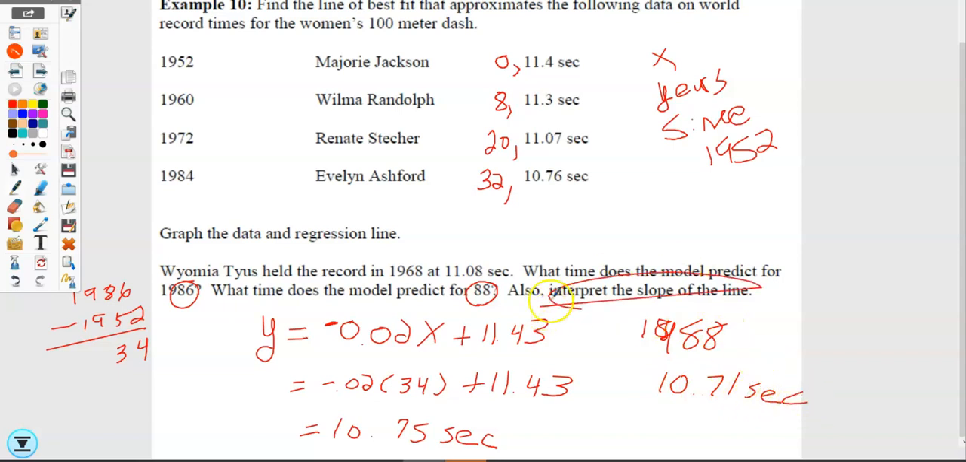And then it asks you to interpret the slope here. The slope's negative, which means that it's decreasing. What it means is that each year, the total time goes down by 2/100ths of a second. So we're getting faster. So at this point, if you need to, please watch any of the videos again. But otherwise, you can move on to the check for understanding.